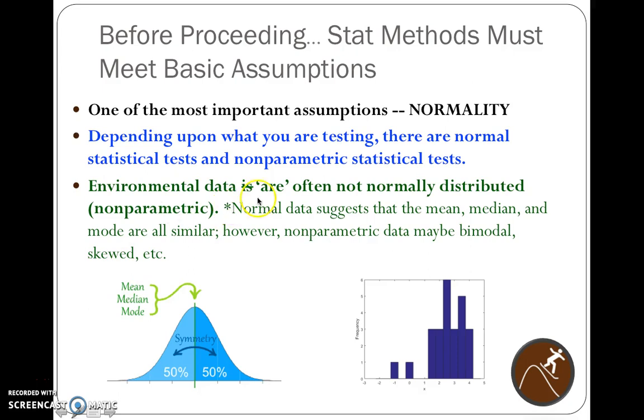So environmental data are often not normally distributed. That's the case for a lot of health data. So you'll see Pearson correlation used a lot, often inappropriately. Normal data suggests the mean, median, and mode are similar, but non-parametric data might be bimodal or skewed. Health data, that happens a lot. Income data, non-parametric is common, as you know.